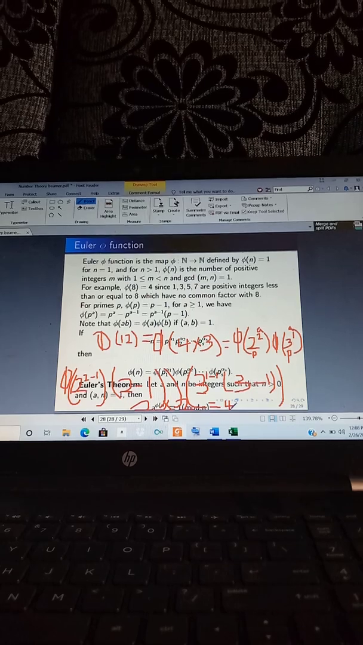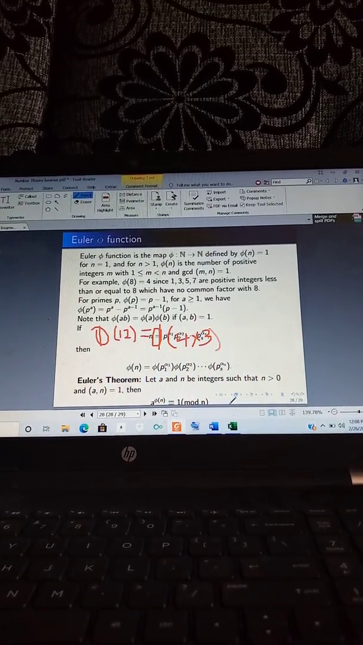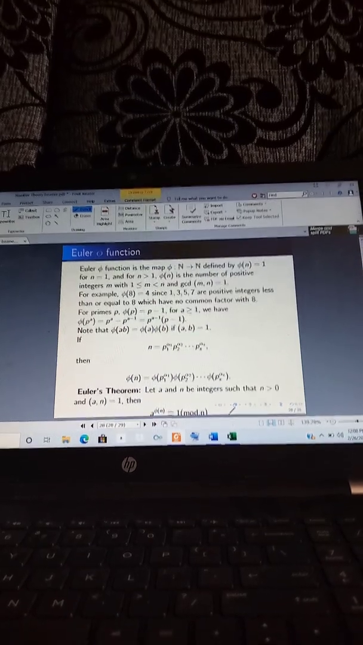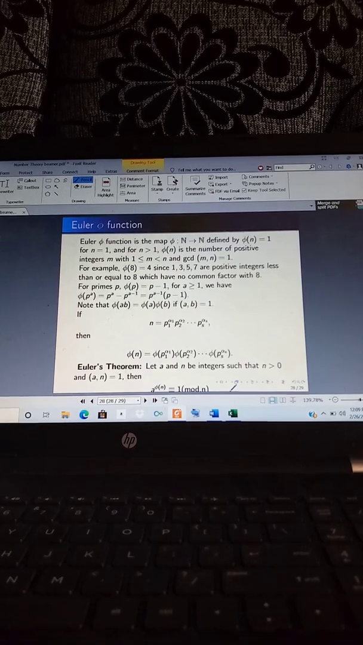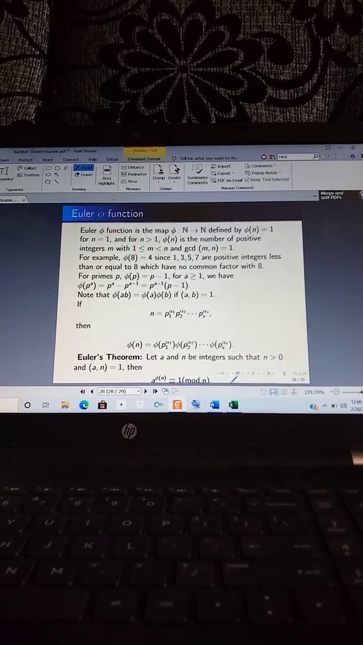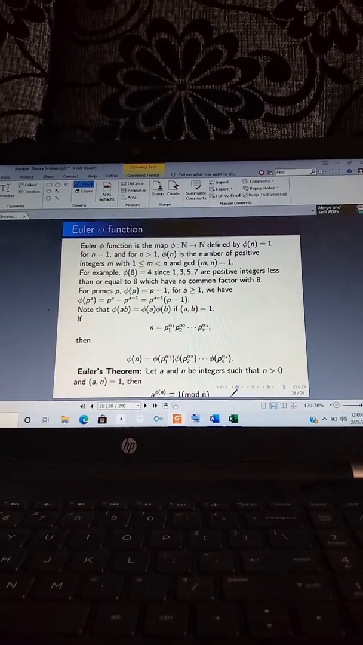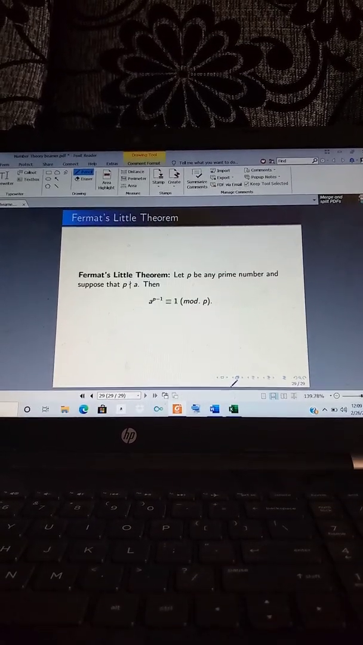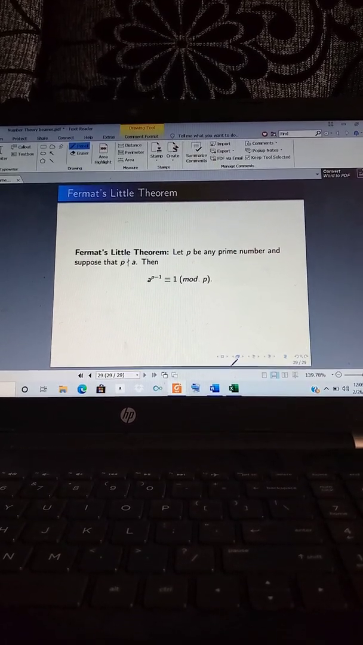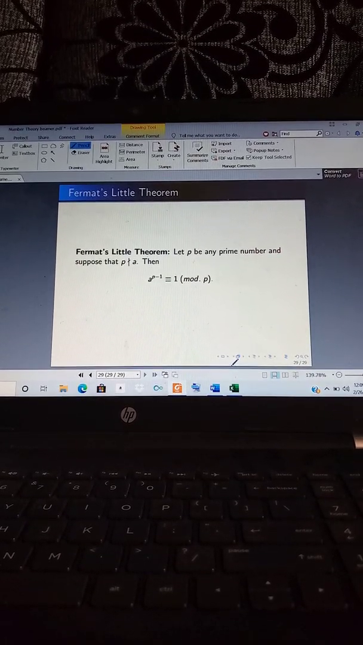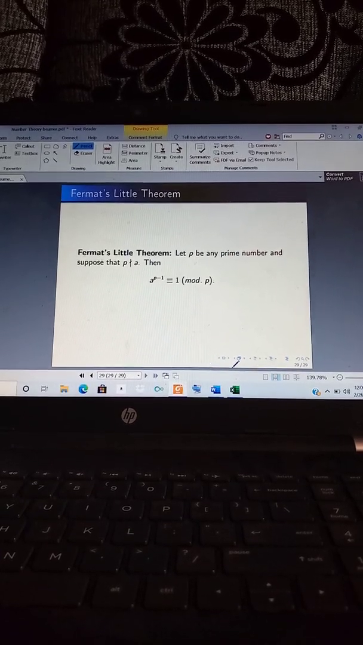Okay, so we quickly look at Euler's theorem. Let a and n be integers such that n is greater than 0 and a and n are co-prime, then a raised to the phi function of n is equivalent to 1 modulo n. And also we have Fermat's little theorem, and it says let p be any prime number, and suppose p does not divide a, then a raised to power p minus 1 is equivalent to 1 modulo p.